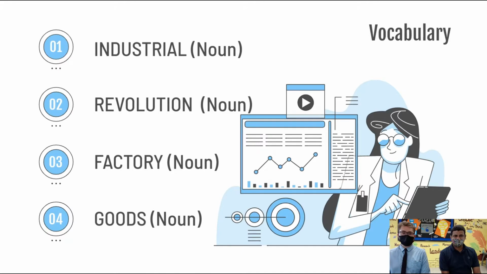The second last, a factory. A factory is like a company where they produce all of the material. Let's say I have a toy factory. We produce a toy and then we send this to the shops.